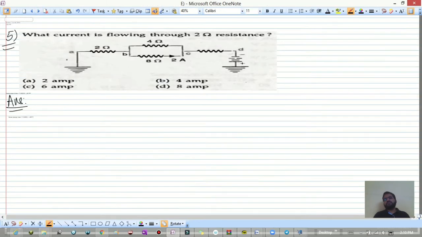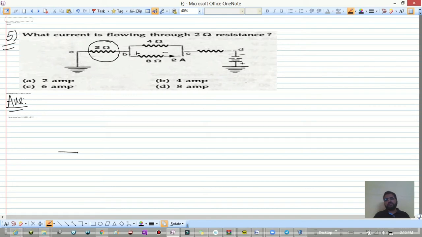Next question. What current is flowing through 2 ohm resistance? Now this 2 ohm resistance is given. What is the current flowing through this 2 ohm resistance? That is what we have to calculate. So over here 2 ampere is given. This is 2 ampere. So what is the potential difference across this 8 ohm?